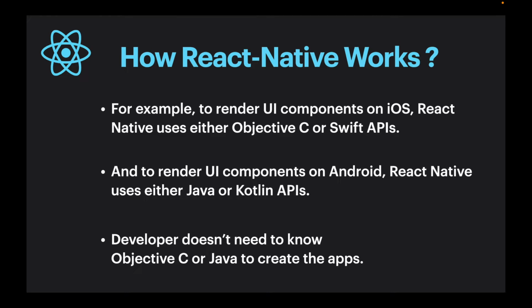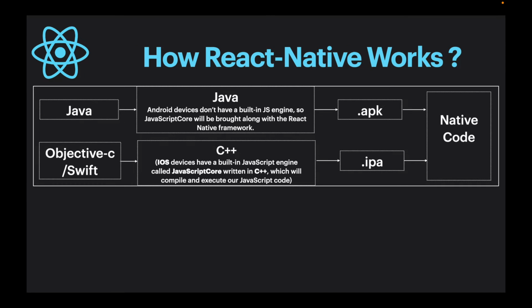So the developer does not need to know Objective-C or Java to create the app, because we are calling from React Native, and React Native uses only a single JavaScript code base. The developer doesn't need to know Swift, Objective-C or Java. We can directly call the API from the React Native side. This is the diagram that shows how React Native works with Android and iOS specific platforms.